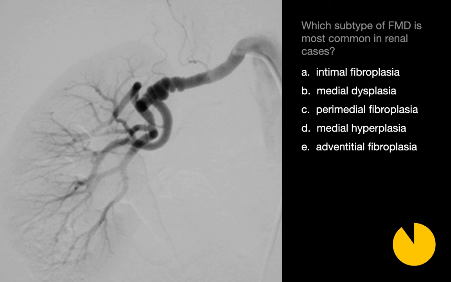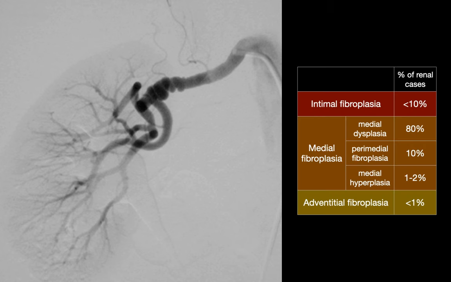Which subtype of FMD is most common in renal cases? And the answer here is medial dysplasia. Here's a small table I've made summarizing the different types. Intimal fibroplasia in under 10% of all cases of renal FMD. Medial fibroplasia, by far the most common, further classified into three subtypes.